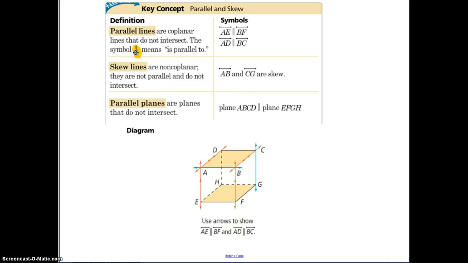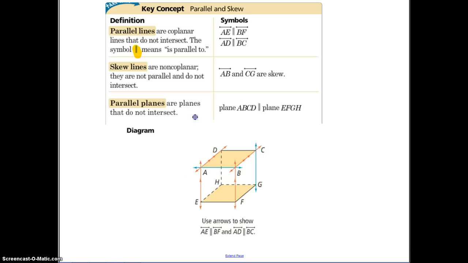Skew lines are non-coplanar, meaning they are not on the same plane, they are not parallel, and they do not intersect. So if we look at line AB here, and we look at line CG, our other blue line, those lines are skew because they are not on the same plane, they are not parallel to each other, and they are not intersecting.